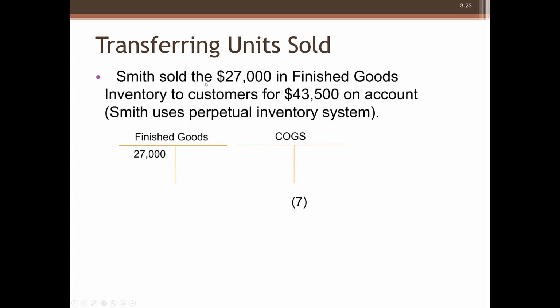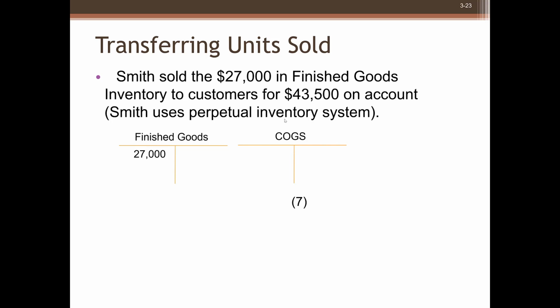Smith sold $27,000 in finished goods inventory to customers for $43,500 on account. You can see we see the term again, on account. On account means no cash received, no cash paid. Smith uses perpetual inventory system. Well, in Intro to Financial Accounting, you've learned two inventory systems. One is perpetual and the other is periodic.